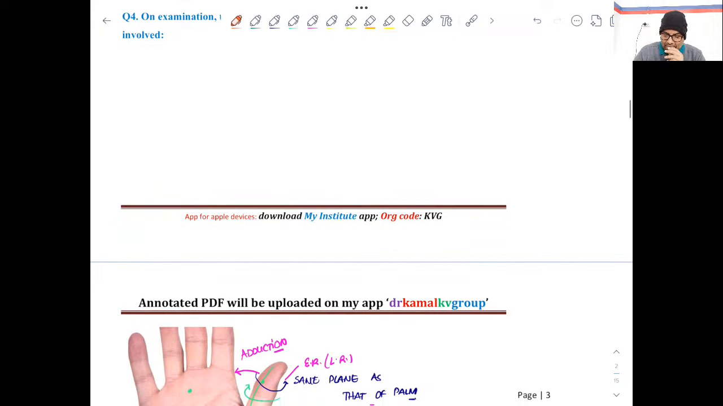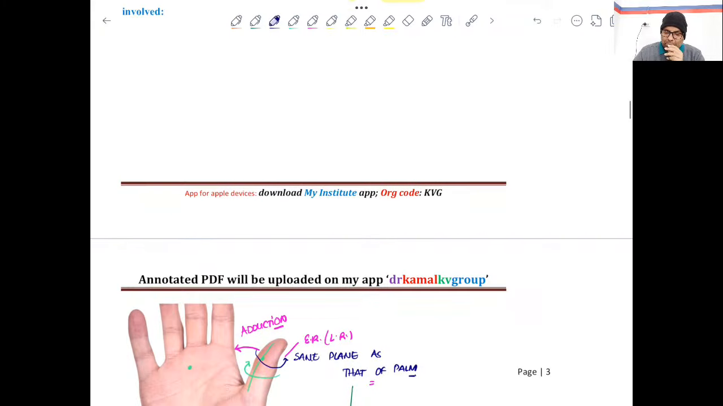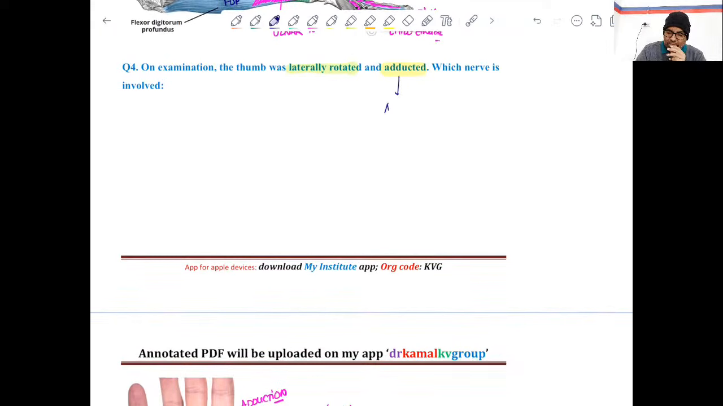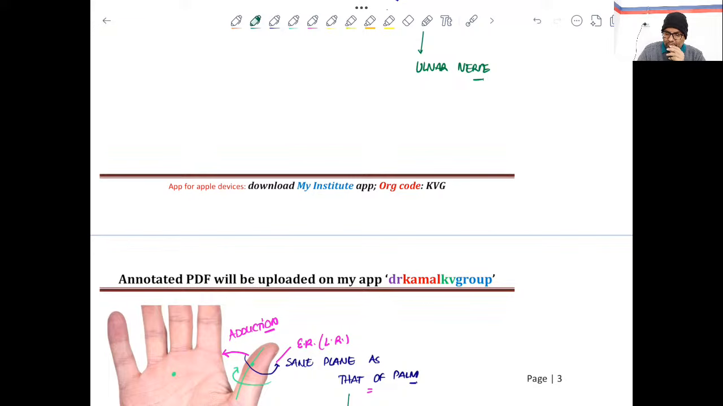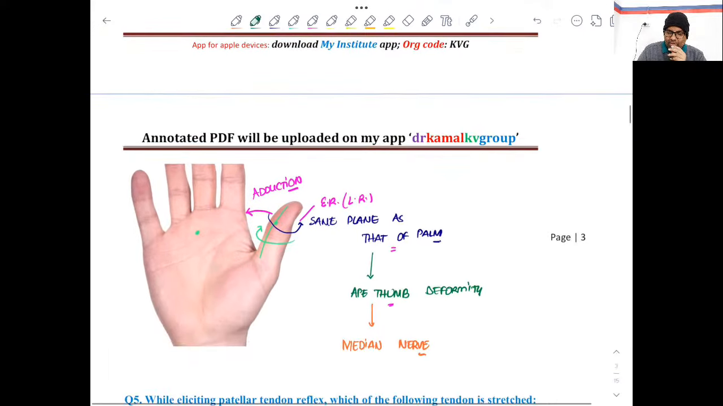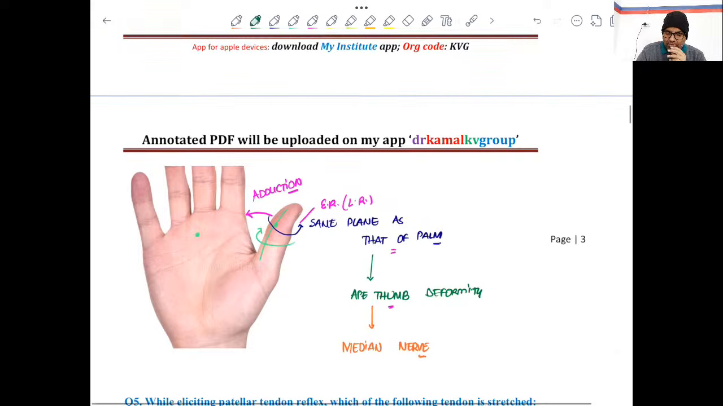And why there is adduction? This adduction is because of one muscle, that is adductor pollicis. And adductor pollicis is supplied by which nerve? This is ulnar nerve. Clear? So here the ulnar nerve is getting overactive, and it is causing the adduction of the thumb, right? So adduction of thumb, this is by a muscle which is supplied by ulnar nerve, because the median nerve is paralyzed. So adduction and lateral rotation of thumb, this is ape thumb deformity.